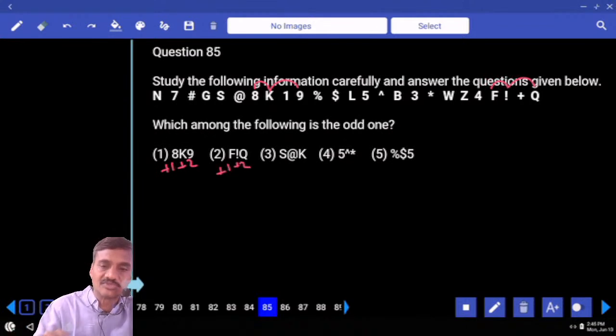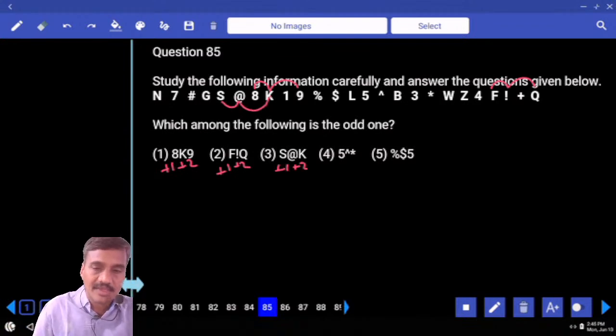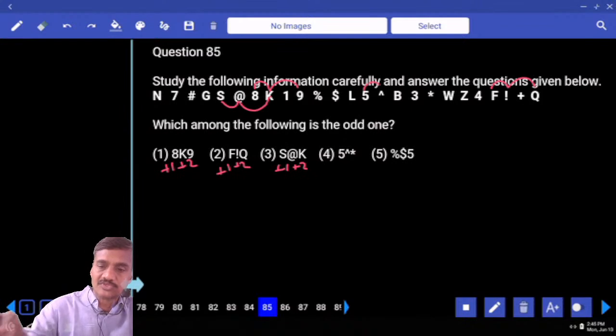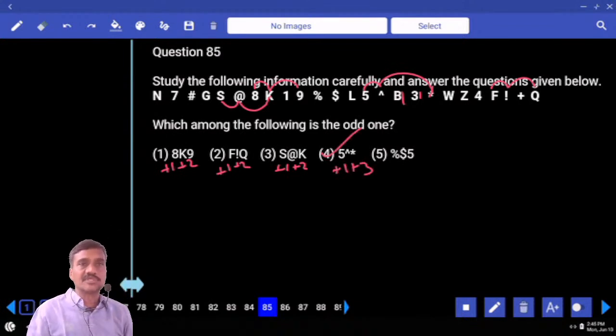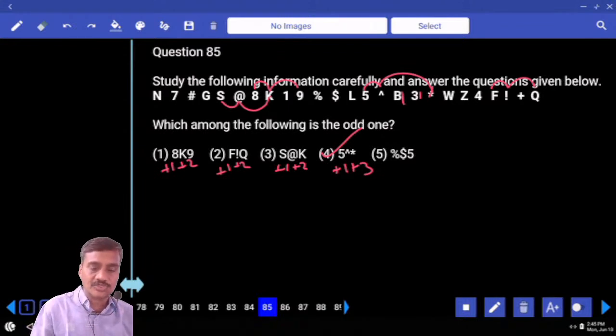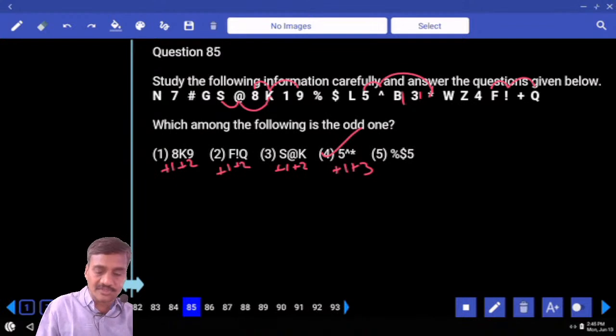Yes, @ is plus 1, and k is plus 2. Here again the difference is 1 and 2. And 5, here plus 1. And here 1, 2, 3, plus 3. Hence the odd one is in choice 4. And in the remaining, the difference between the elements given is 1 and 2. Unlike choice 4, in choice 4 it is 1 and 3.